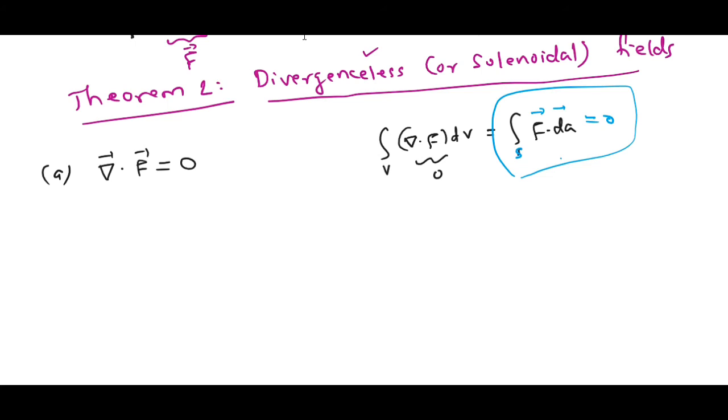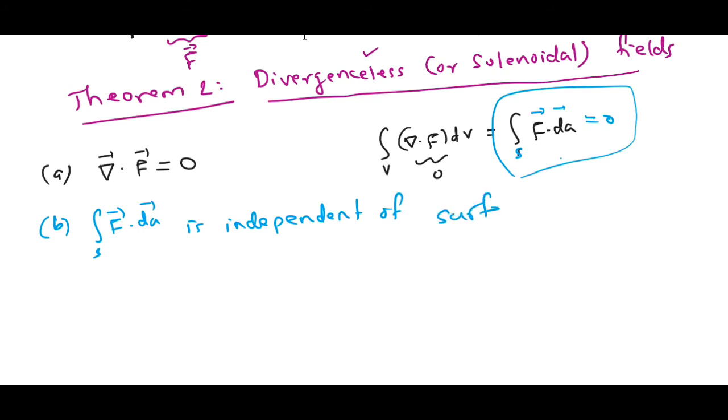Okay, that is B. I can write f dot dA, the surface integral, is independent of surface for any given boundary line.